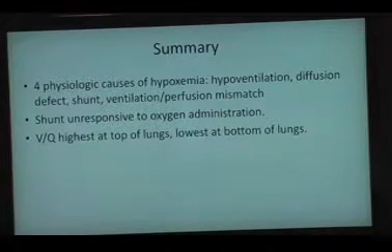So in summary then, there are 4 physiologic causes of hypoxemia: hypoventilation, diffusion defect, shunt, VQ mismatch. Shunt is unresponsive to oxygen administration, and VQ is highest at the top of the lungs and lowest at the bottom of the lungs. So I think that is all I brought for this time.